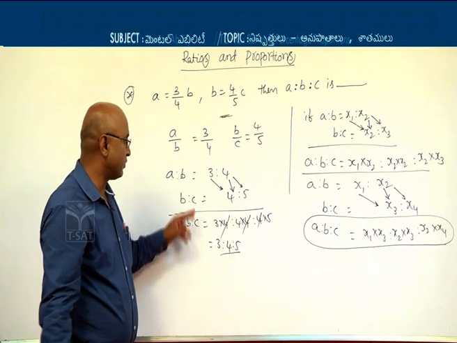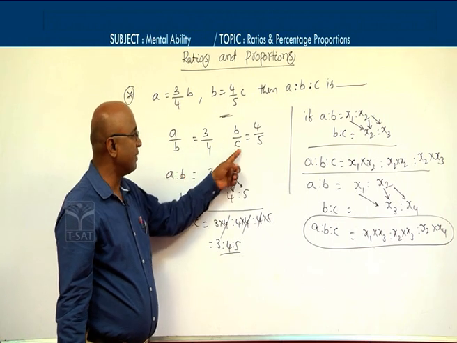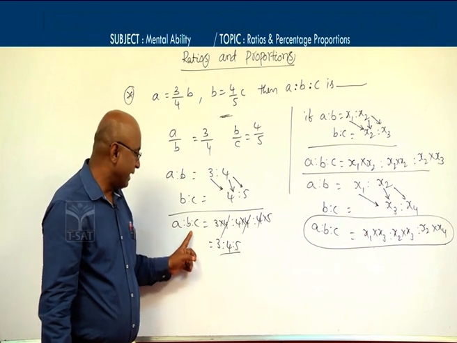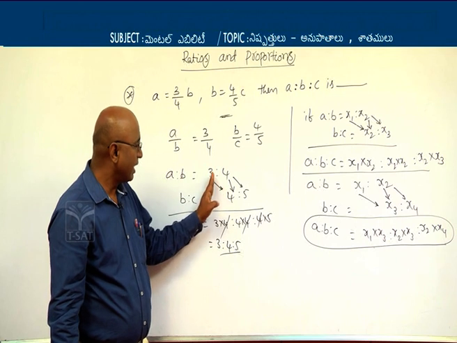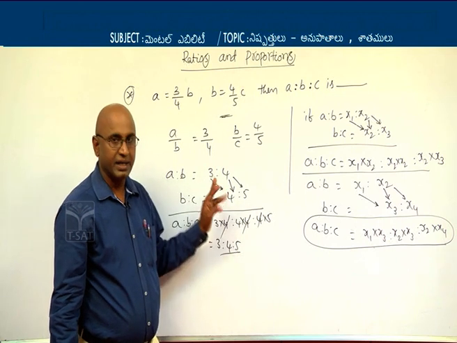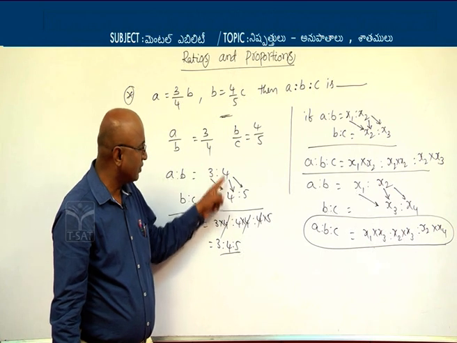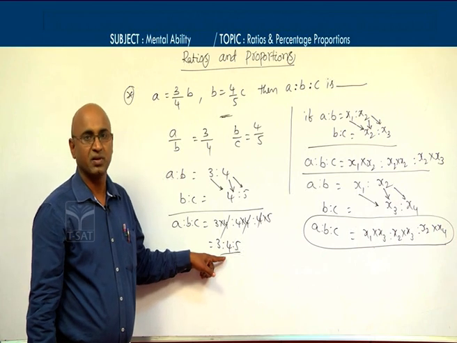It's very, very important to remember. A by B is equal to 3 by 4, that is 3 is to 4, and B by C is equal to 4 is to 5, that is 4 is to 5. So to find A is to B is to C, write the middle term under the middle term, write the first term like this, and the last term like this. Now you multiply this 3 with 4. Multiply 3 with 4, 4 with 4, and 4 with 5 to find the ratio.